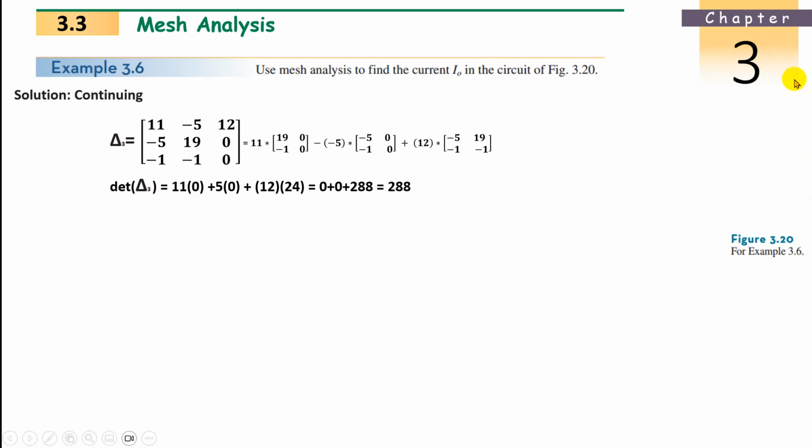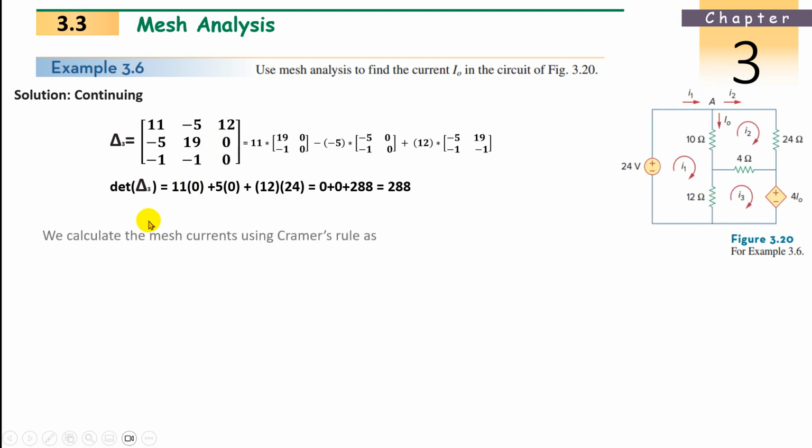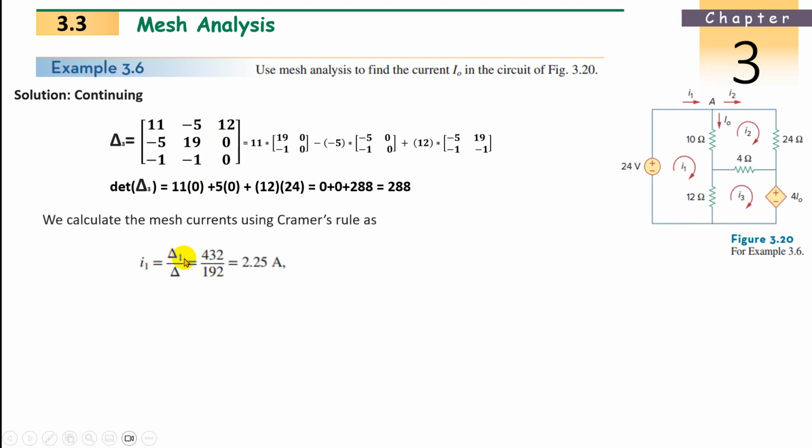Now, what is I1? Loop current I1 is nothing but determinant 1 divided by total determinant. So 432 by 192, 2.25 amperes. I2 is determinant 2 by total determinant, 144 by 192, 0.75. I3 is determinant 3 by total determinant, 288 by 192, 1.5 amperes. So these are I1, I2, I3.